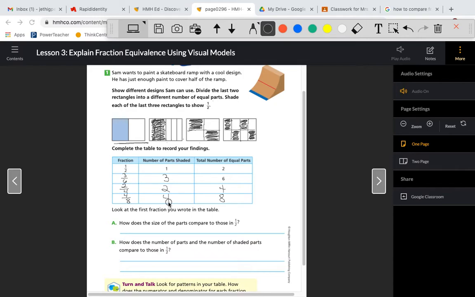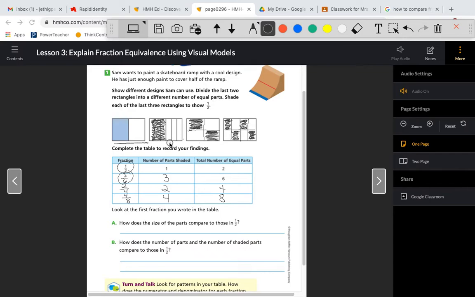Now let's look at the first fraction that we wrote in the table, which is 3/6. So how does the size of the parts compare to those in 1/2? So what we're doing here is we're comparing 3/6 to 1/2. Well, if we think about it, 3/6 has smaller parts. So right here is what we're looking at. 3/6 has smaller parts. So each part in 1/2 is the same size as 3 parts in 3/6.